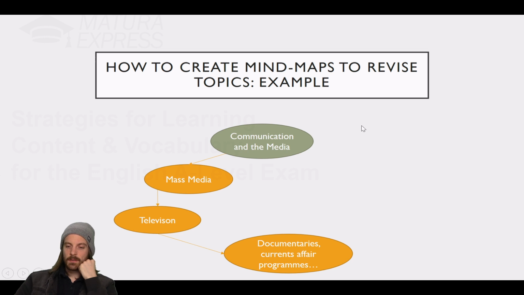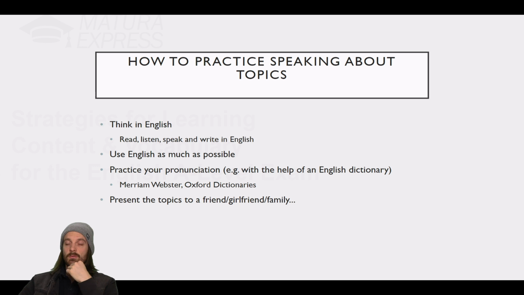So you have communication and the media, which is the big umbrella topic, I'd say. And then you have the subtopic mass media, which is or can be divided into television. And then television can be subdivided into documentaries, current affairs programs, and so on. That's how you do a mind map. Very simple, and it really helps you to revise.